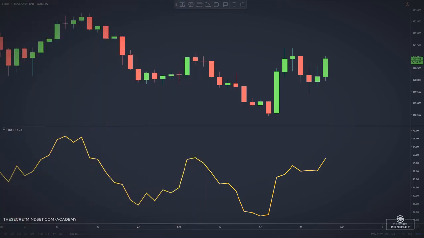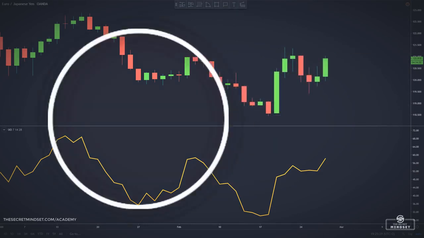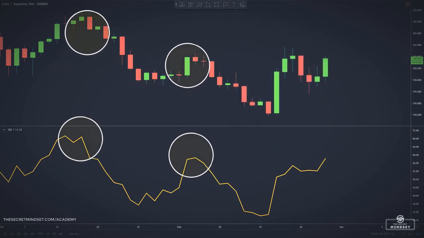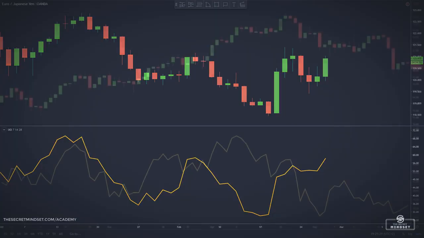By combining 3 separate time periods, short term usually 7 period, intermediate term usually 14 period, and long term usually 28 period, the ultimate oscillator tends to peak when the price peaks. The intermediate and long term also include the short term time period. Thus, the short term period is weighted more heavily in the ultimate oscillator equation.